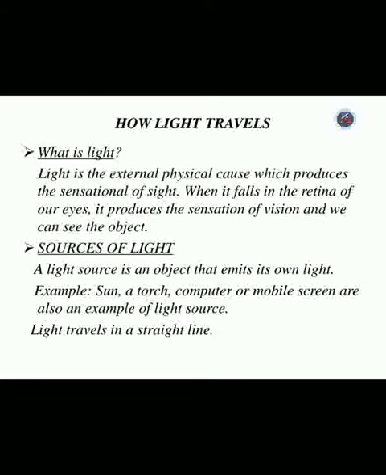Now let's discuss the sources of light, or let's try to be a little bit brief on the sources of light. What actually is a source of light? A source of light is nothing but an object that emits its own light. For example, we have the sun, we have the torch, we have our own computer screen or mobile screen. Since they emit their own light, they can be considered as a source of light. We should also remember that light travels in a straight line.